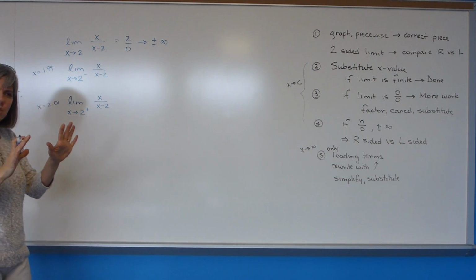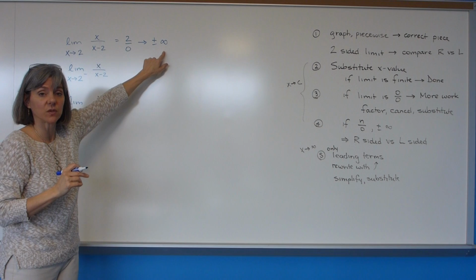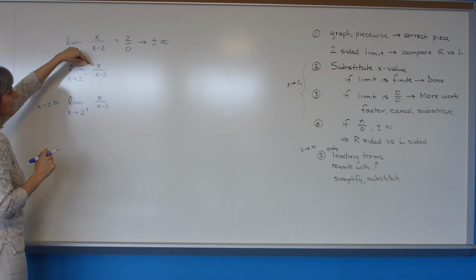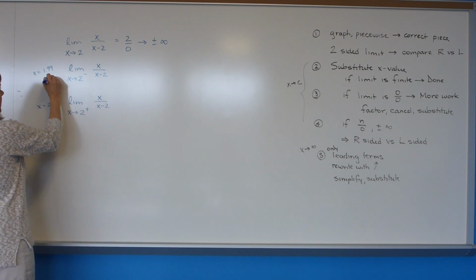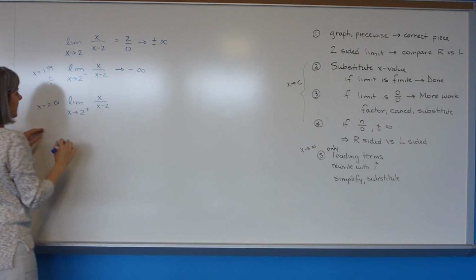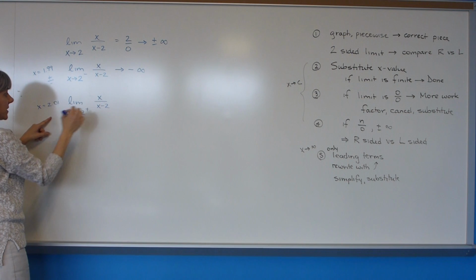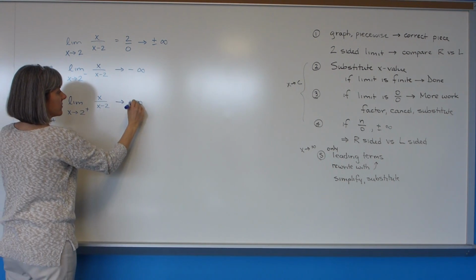This is in a way like a sign chart. I'm not interested in the exact number. I just need to know the sign. I already know the answer is infinity. I just need to know which one. So if I put in 1.99, that's positive, that's negative. So it is like a sign chart. Positive over negative, that means negative infinity. If I put in 2.01, that's positive over positive. So this would be positive infinity.